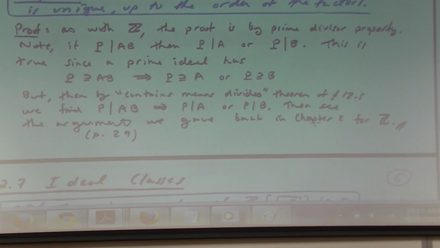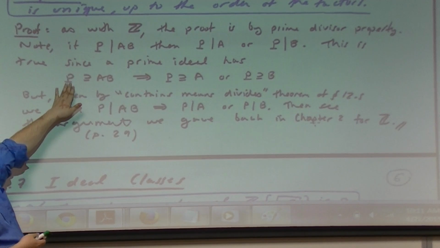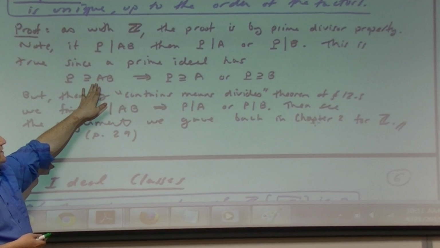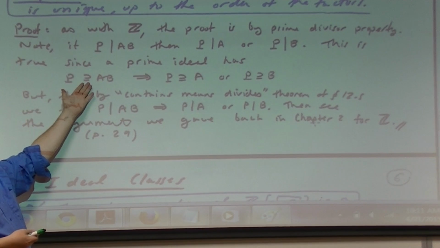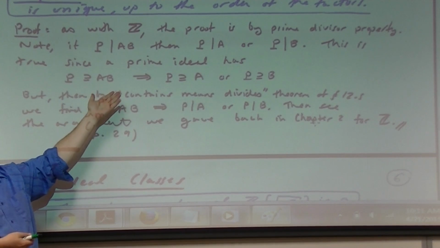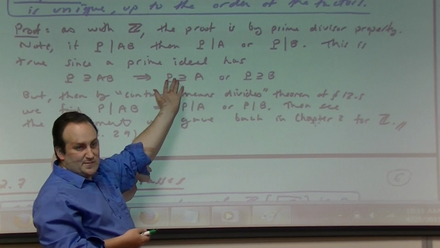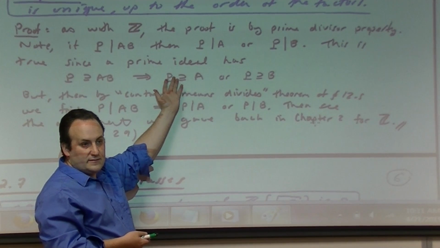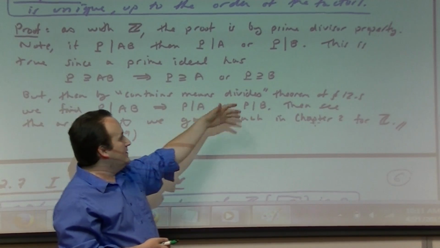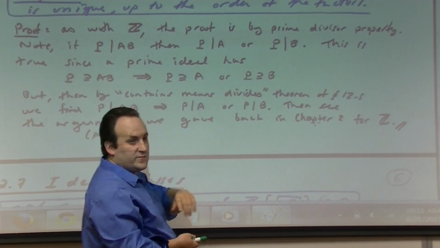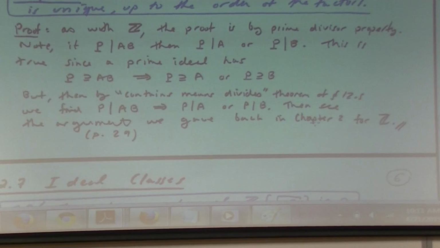Why do we have the prime divisor property? Right, so this makes P a prime, right? If P contains AB, then P contains A or P contains B. But what does this mean? P contains AB means what? P divides AB. It means AB is equal to PC for some C. P contains A means A is equal to PC1 for some other C1. Or it means B is equal to PC2 for some C2. So we have the prime divisor property by contains means divides.